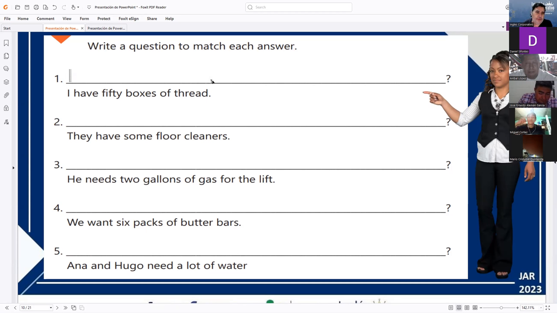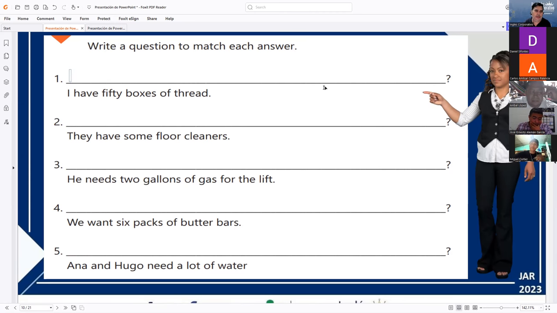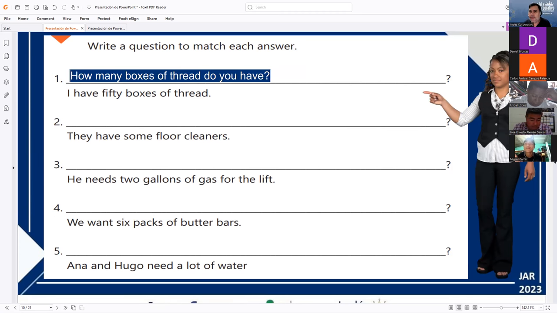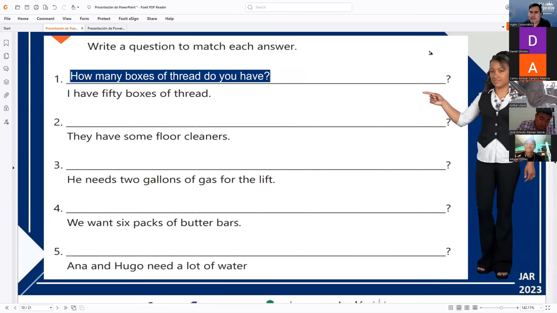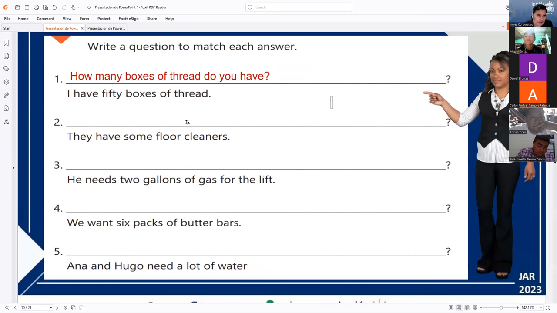So, what's the question, do you think? How many boxes of thread do you have? Excellent. Very good. How many boxes of thread do you have? I'm going to add the question mark because it's too far. So for that reason, how many boxes of thread do you have? Make it maybe a little bigger.